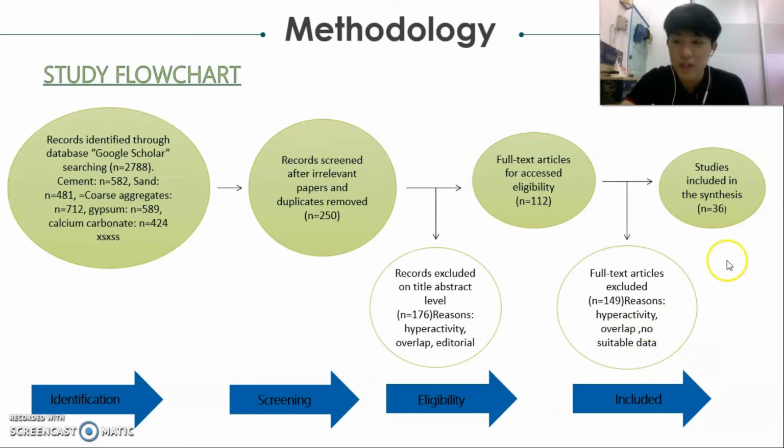The last process of the methodology is included articles. They are the articles which are suitable for the topic, data, and eligibility in our research. The number of studies included in the synthesis is 36, and the number of studies included in the meta-analysis is 11.